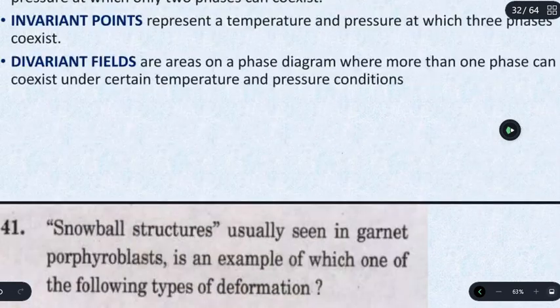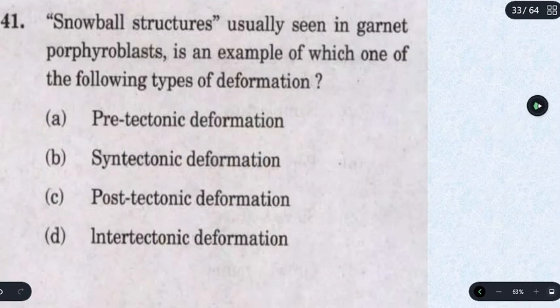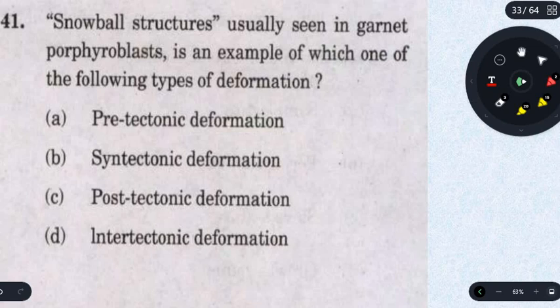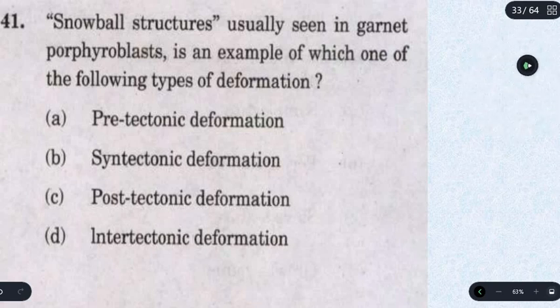We will discuss the snowball structure tomorrow, because my pen is not working. I will try to solve most of the assistant geologist questions. Okay, don't worry. Before concluding the class, tell me, what is the exact meaning of snowball structure?